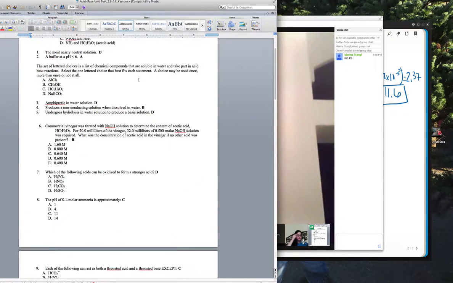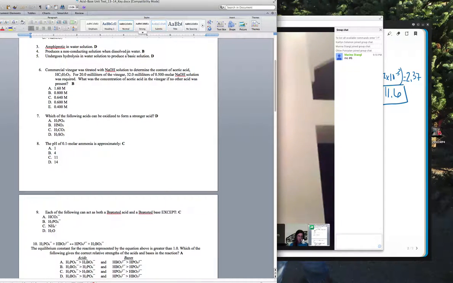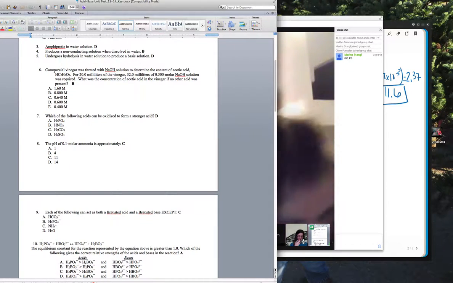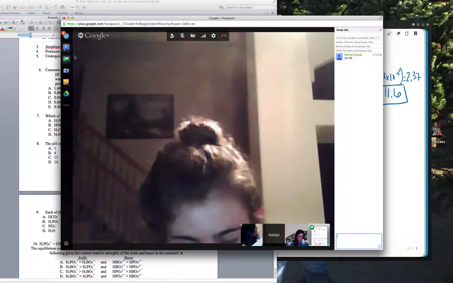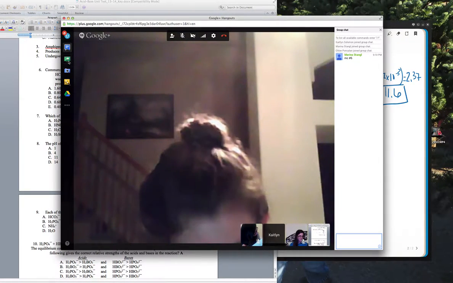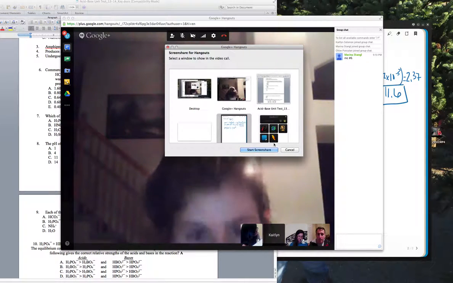All right, so number 6 says commercial vinegar was titrated with sodium hydroxide solution to determine the content of acetic acid, HC2H3O2. For 20 milliliters of the vinegar, 32 milliliters of 0.5 molar NaOH solution was required. What was the concentration of acetic acid in the vinegar if no other acid was present? Okay, so this looks like a titration equation, MaVa equals MbVb. So if I pull that up on my Bamboo paper.